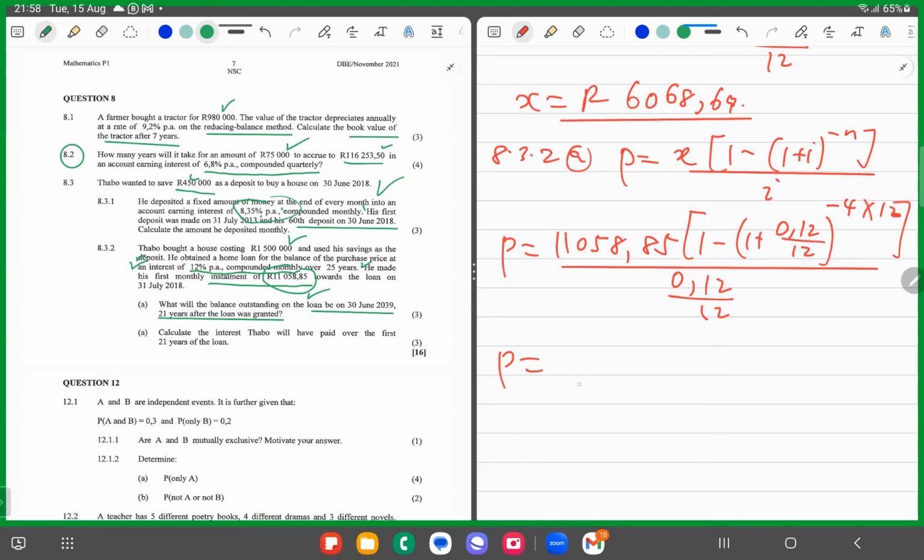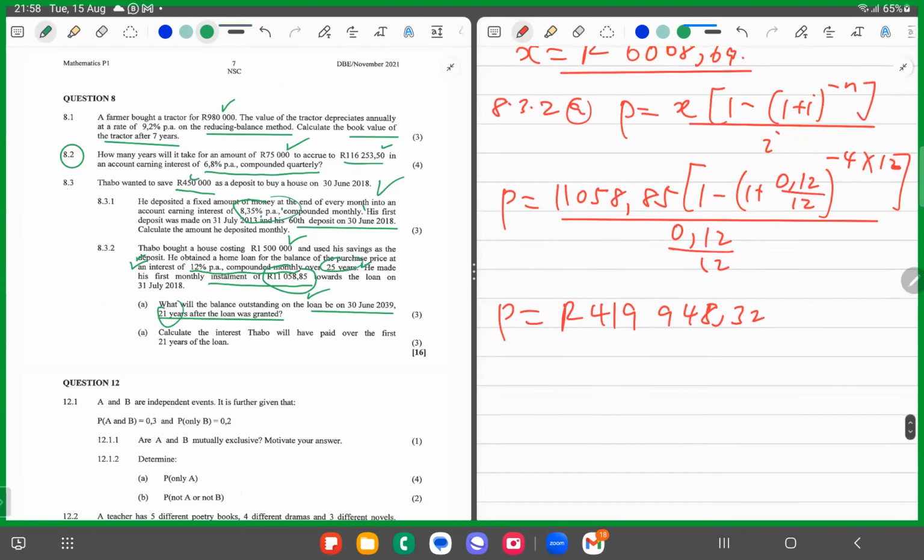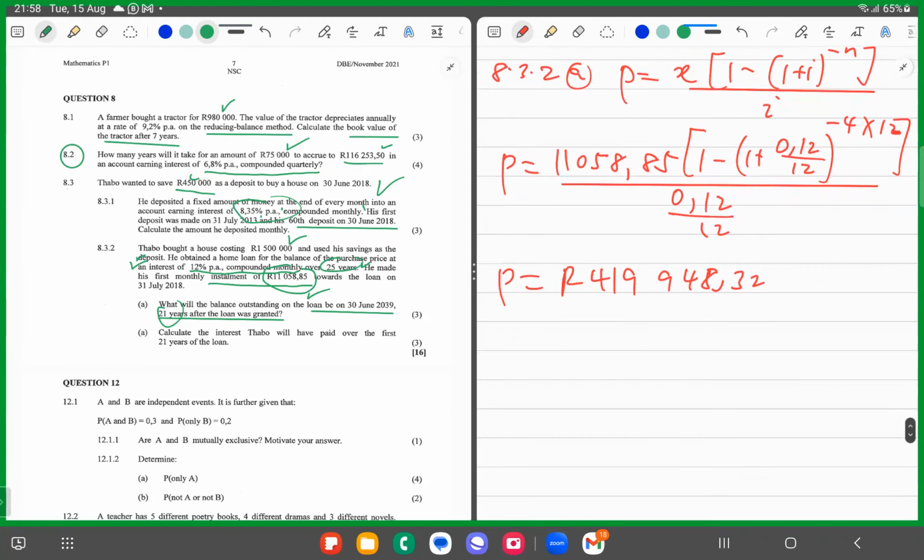And then now you do the calculation here, using the calculator, which is 419,948.32. So you take it back 4 years, exactly. But now it's compounded monthly, so you multiply by 12, because it's 21 years after the loan has been granted, over a period of 25 years. So you have the 4 years, but you compound it monthly.